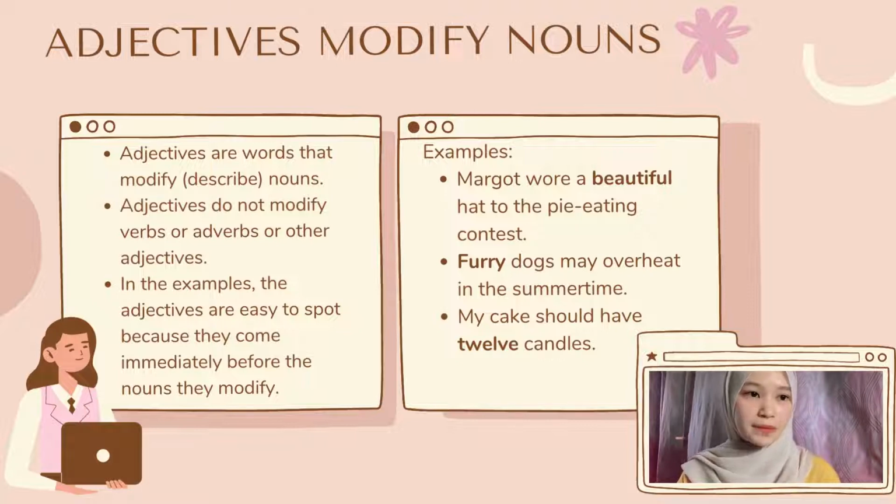So for the first example, Margot wore a beautiful hat to the pie eating contest. So from here, we can tell that the adjective is beautiful and the noun is hat. Okay, take a look at the second example. Furry dogs may overheat in the summertime. So we know that furry here functions as the adjective and dogs function as the noun. Okay, on to the last example, we have my cake should have 12 candles. So we know here 12 is the adjective and candles is the noun.